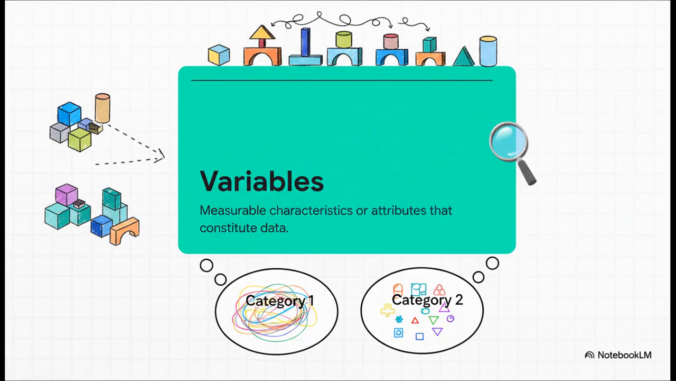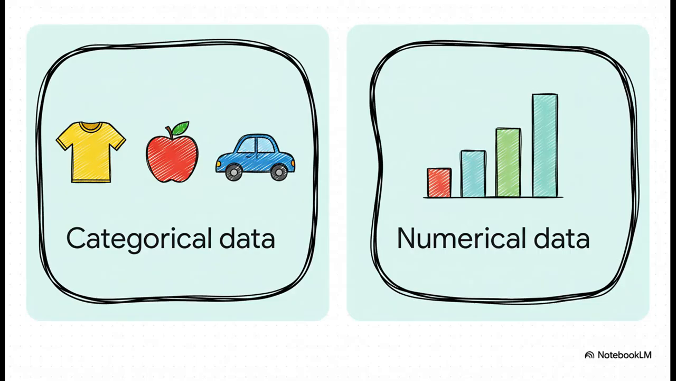Okay, let's break it down. All data, I mean all of it, is built from these little things called variables. Just think of them as the basic ingredients. And these ingredients, they pretty much come in two main flavors. So you've got your categorical data on one side and your numerical data on the other. It really just boils down to this.